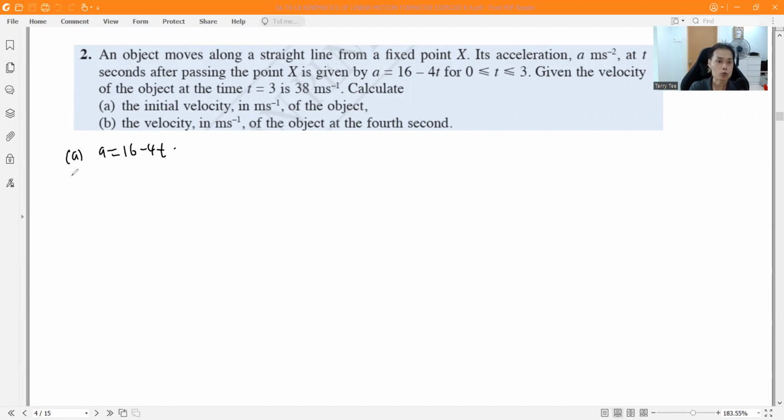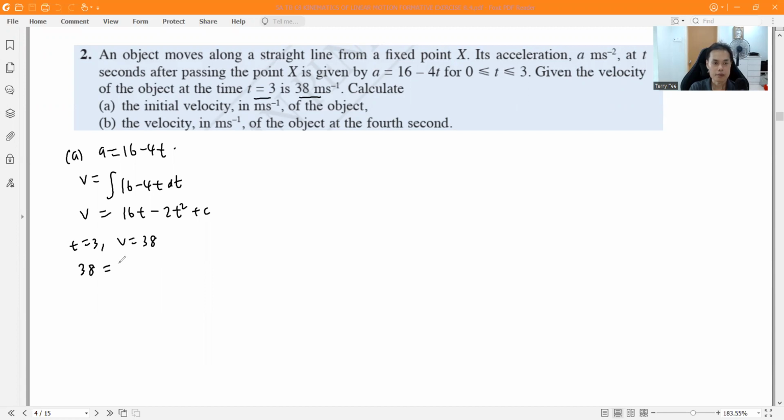But first, we need to integrate acceleration. When you integrate acceleration, you get the velocity function: 16t minus 4t squared over 2, which is 2t squared, plus c. Now we know when t is 0, what's your v? Okay, I can't use t equals 0 because I don't know that. Instead, I am given t equals 3, v is 38, right? When t equals 3, v is 38. So we are finding the value of c now.